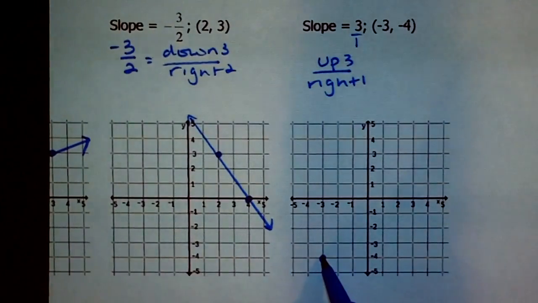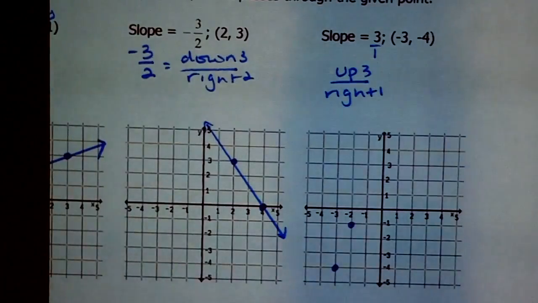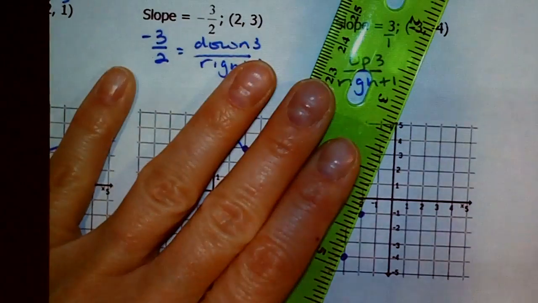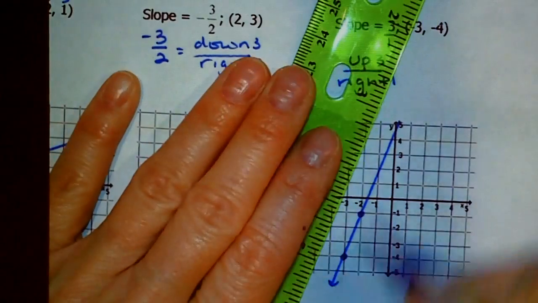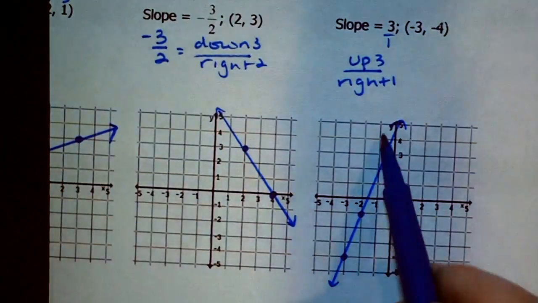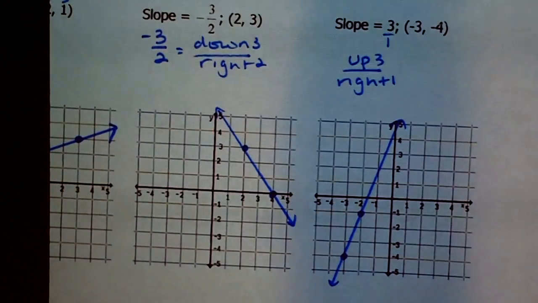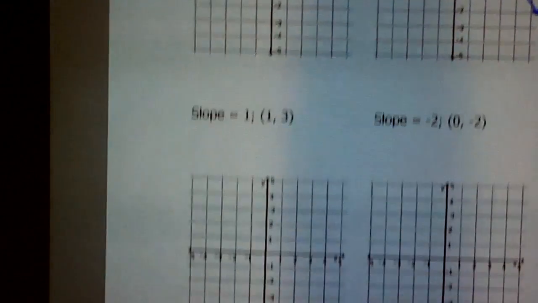So from here, we want to go up 1, 2, 3, right 1. 2 points, that's all I need. I can draw my line. If I wanted to do more than 2 points, I could just keep going up 3, right 1, up 3, right 1. That's how you get from one point to the next on the line. All right, let's keep it going.